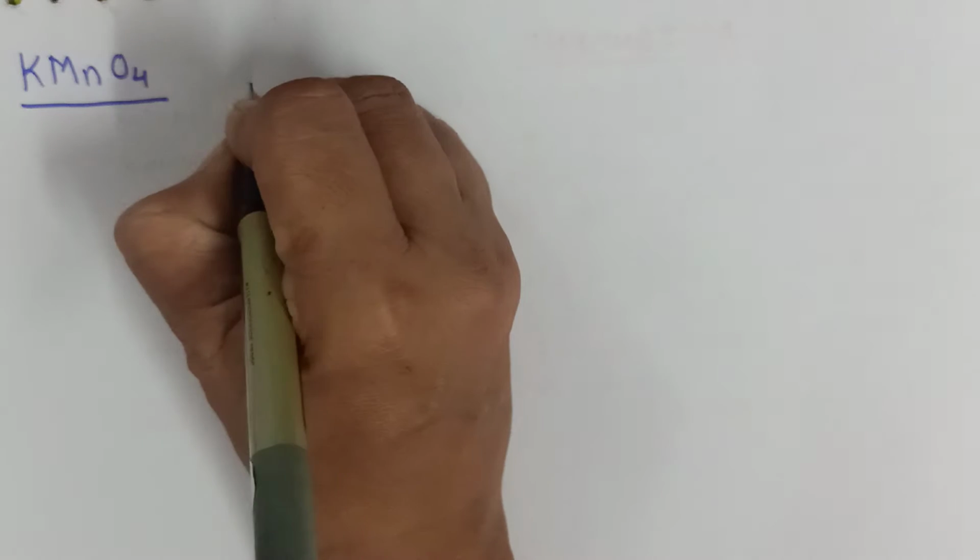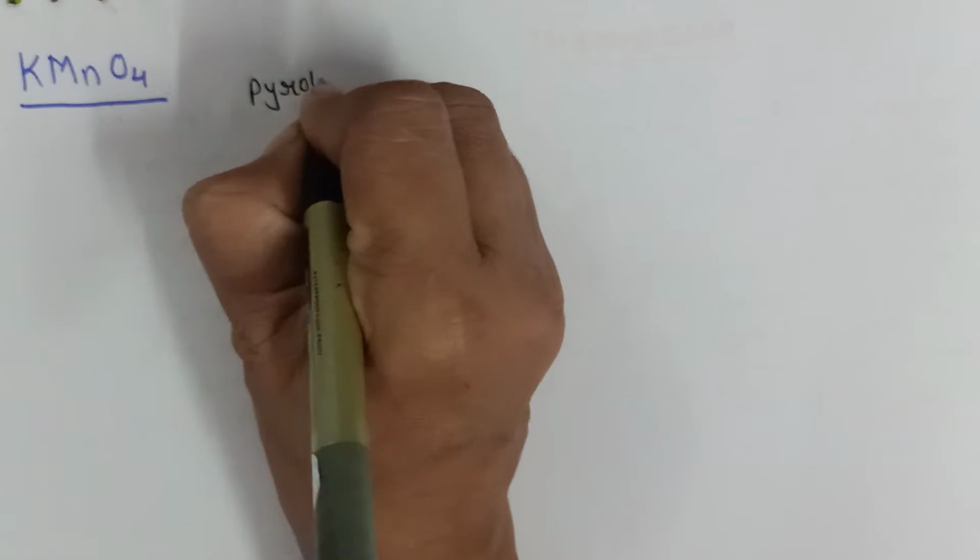Hello students, today we are going to study about potassium permanganate. We will study its preparation method, its properties and its reactions. So let us begin with the preparation method. KMnO4 is prepared from pyrolusite ore.